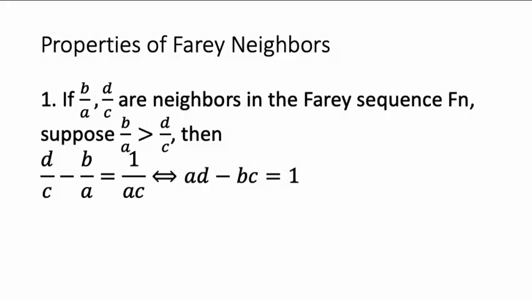After looking at how Farey sequences are formed, let's look at the properties of Farey neighbors. If b over a and d over c are neighbors and d over c is bigger than b over a, then d over c minus b over a will be equal to 1 over ac. This also means that ad minus bc equals 1. This is the first property of Farey neighbors.